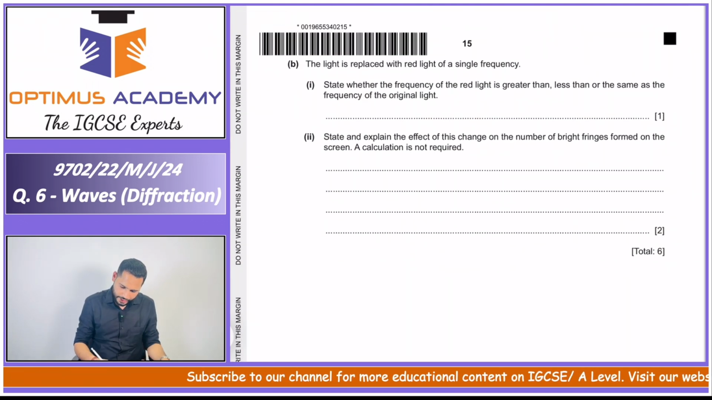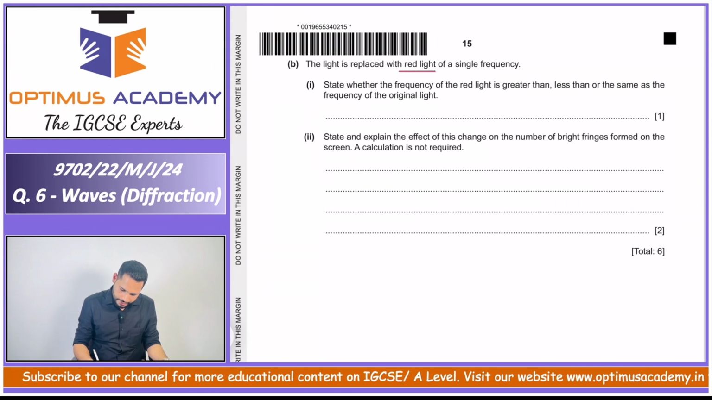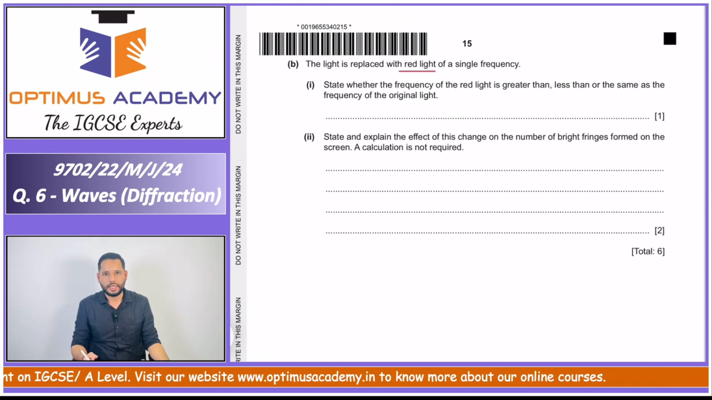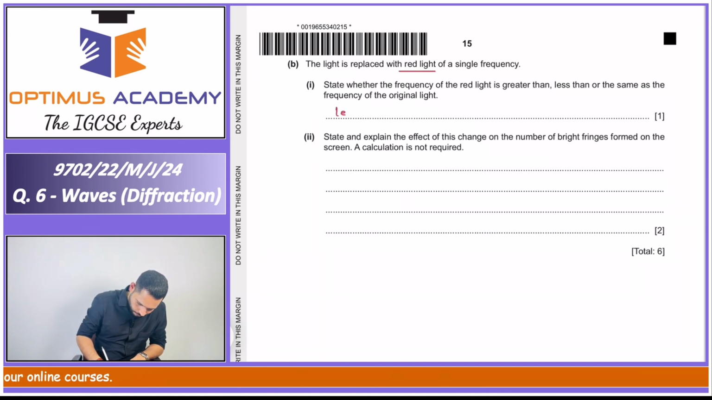Question says the light is replaced with red light of single frequency. State whether the frequency of the red light is greater than, less than, or the same as the frequency of the original light. We know that in the visible spectrum, red light has the highest wavelength. Since red has the highest wavelength, the frequency of red light is going to be lesser. So we will write lesser frequency.